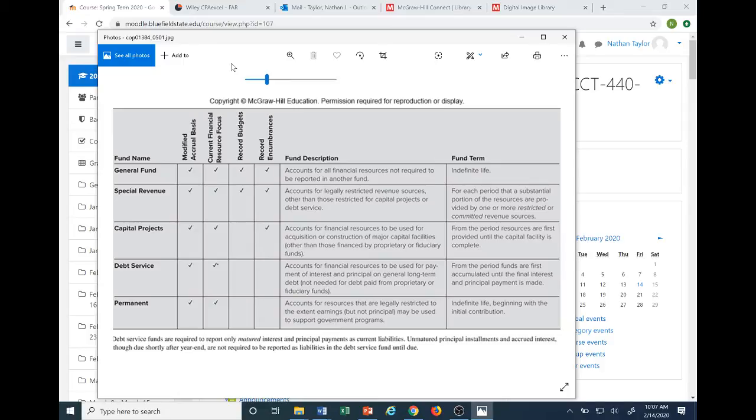Could be a good chart for me to pull some questions for a test too. Like maybe I could ask you what the term of the general fund is. Obviously, it's indefinite. Or what the term of a capital projects fund is. It's throughout the duration of a project, something of that sort. Or which ones adhere to the modified accrual basis of accounting, stuff of that sort. So good little chart here.